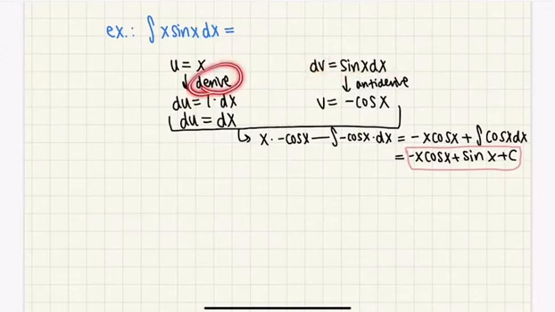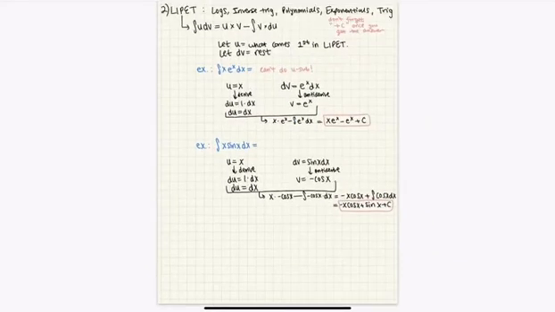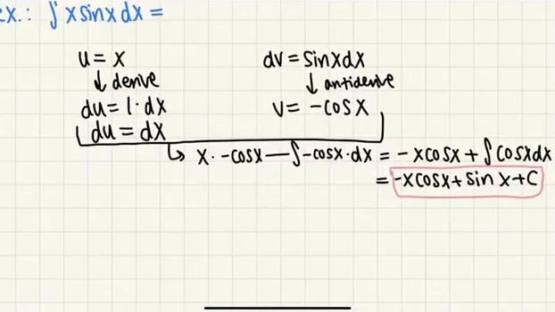So then, as I said here, we're going to take the derivative, and we get du equals dx, and then we're going to take the antiderivative on this side, and we're going to get v equals negative cosine x. So then again, we're going to be using this formula right here, and just plug everything in, and we will end up with negative x cosine x plus sine x plus c.